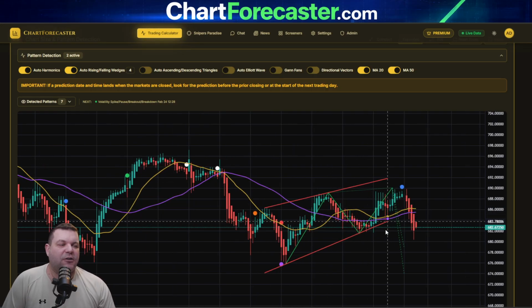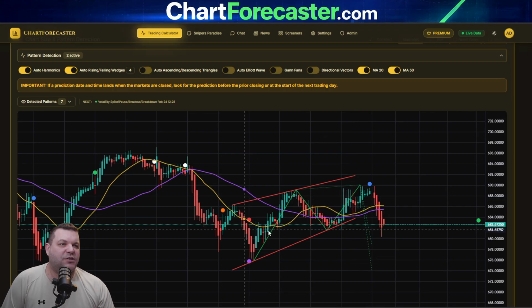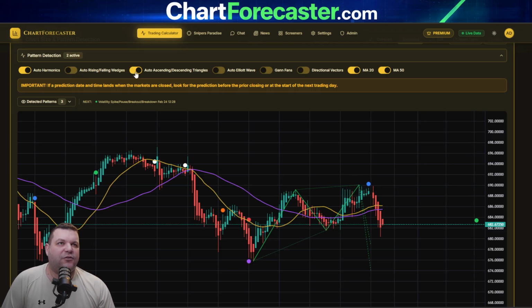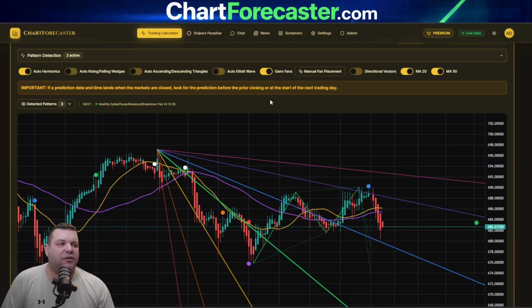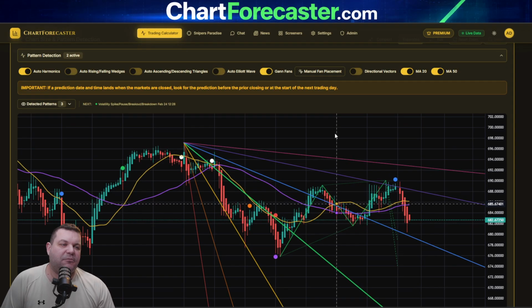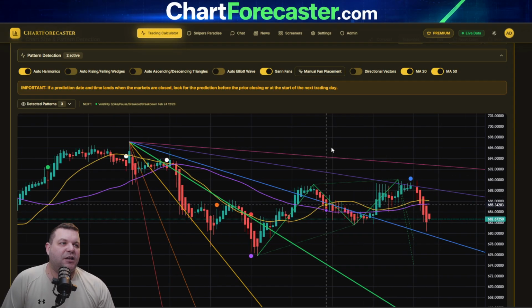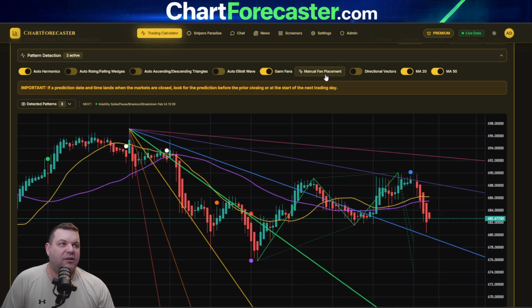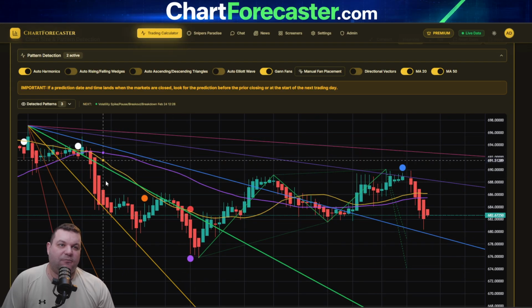So you can see it's running multiple algorithms to find some of these patterns. So to have that alpha is very nice. Doesn't look like it's picking up any descending or ascending triangles, nor Elliott wave theory. Auto Gann fan is really a nice feature, and it does good work. So it's not perfect. It doesn't place the Gann fan perfectly every time. In the event that it doesn't, there's also a manual fan placement, which I'll show you in just a second. But this auto Gann fan worked really nice for this instance.